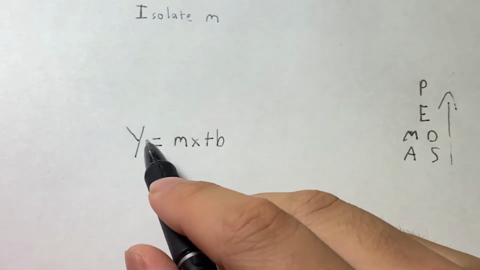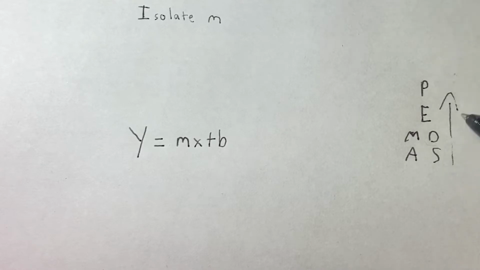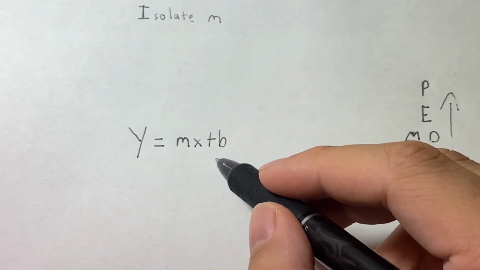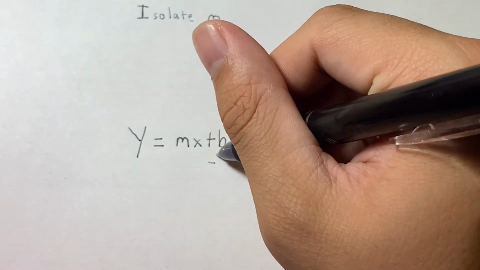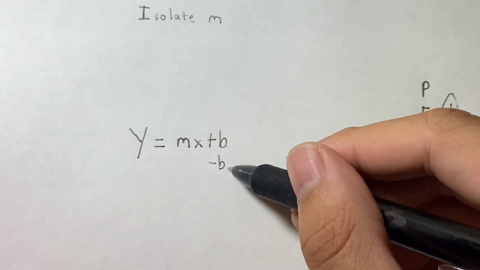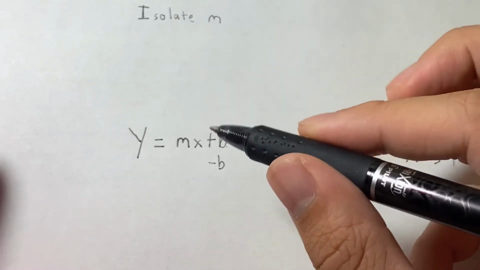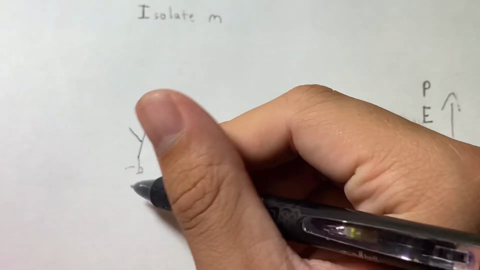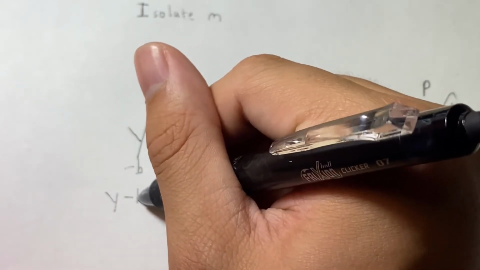So let's look at this. Y equals mx plus b. The first thing from bottom to up is addition or subtraction. What we see here is plus b, and to get rid of plus b, in order to isolate m, we subtract b. So plus b minus b is 0, and that gets rid of b. But the thing is, if we do this on one side, we also have to do it on the other side.